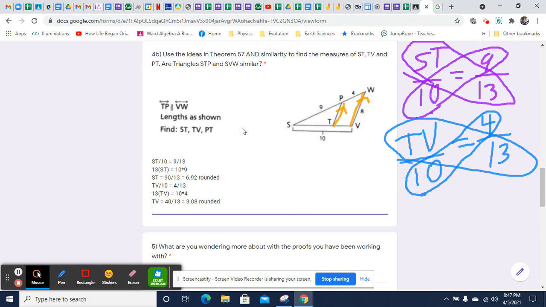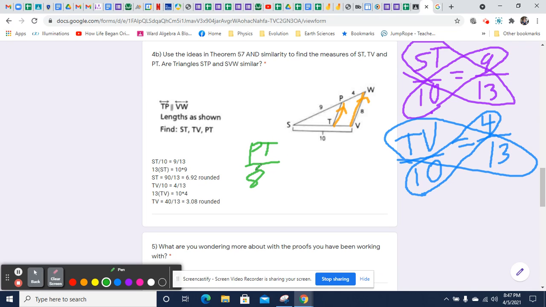And now the last one, we want PT. So PT is to 8 as 9 is to 13. So I'll pick a different color to set that up. We'll use green. So PT is going to be to 8 as 9 is to 13. Seems like 13 is playing a big role in this one.